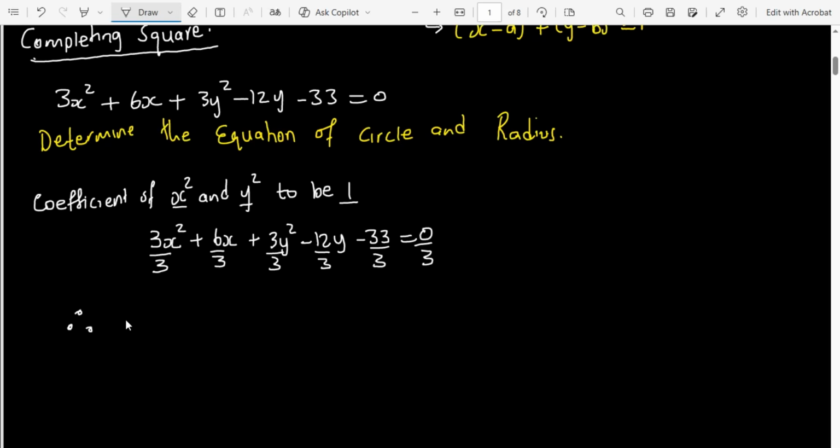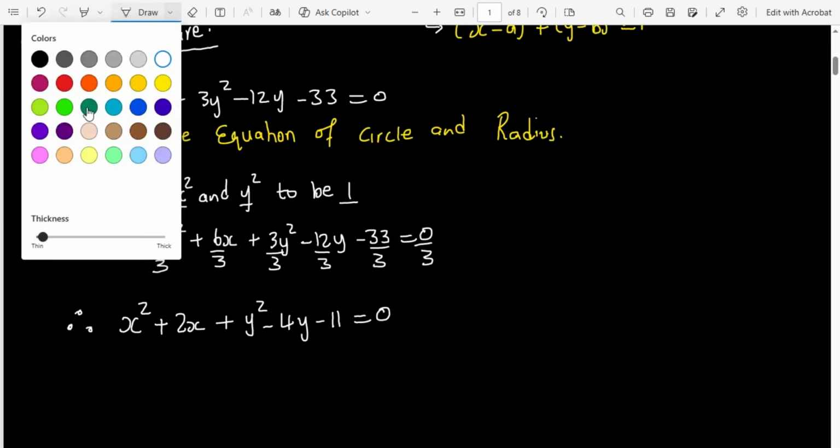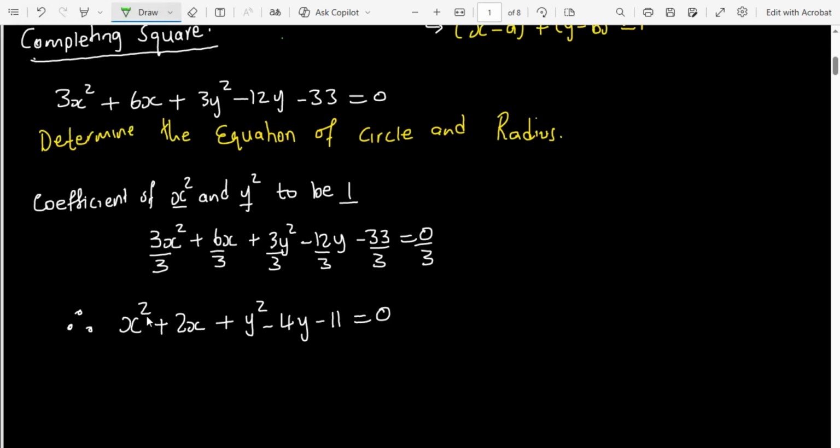Therefore, the new equation is x squared, 3 goes into 6 two times, plus 2x plus y squared, 3 goes into 12 four times, not 6 times, right? So this will be minus 4y minus 11. And this is equal to 0. So now, we've managed to make the x squared and the y squared have the coefficient of 1.